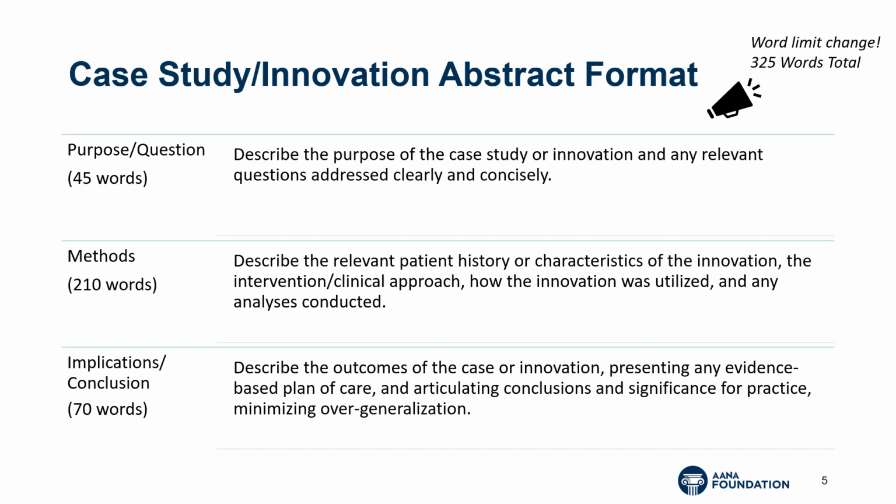In this section you will describe the relevant patient history or the characteristics of the innovation, the intervention or clinical approach, and how the innovation was utilized, and also describe any analyses conducted. The final section is the implications and conclusions section with a 70-word count limit. In this section, you will describe the outcomes of the case or innovation, presenting any evidence-based plan of care, and articulating conclusions and significance for practice, and be sure to minimize overgeneralization. The overall word limit for the abstract is 325 words.